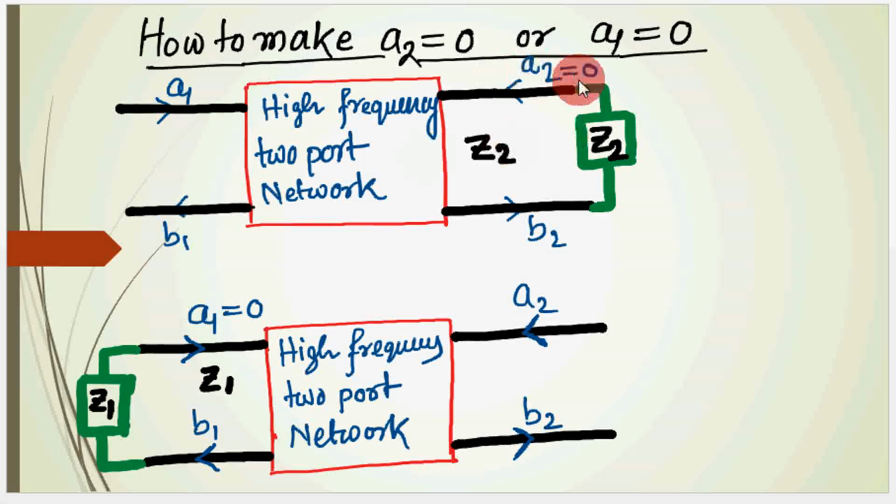Now to make A2 0, that means there will be no reflected wave from this side, so you have to terminate this side with the characteristic impedance of this transmission line, that is Z2. Similarly, to make A1 0, you have to terminate this port by Z1, because the characteristic impedance of this transmission line is Z1. So this way you can make A1 and A2 0.